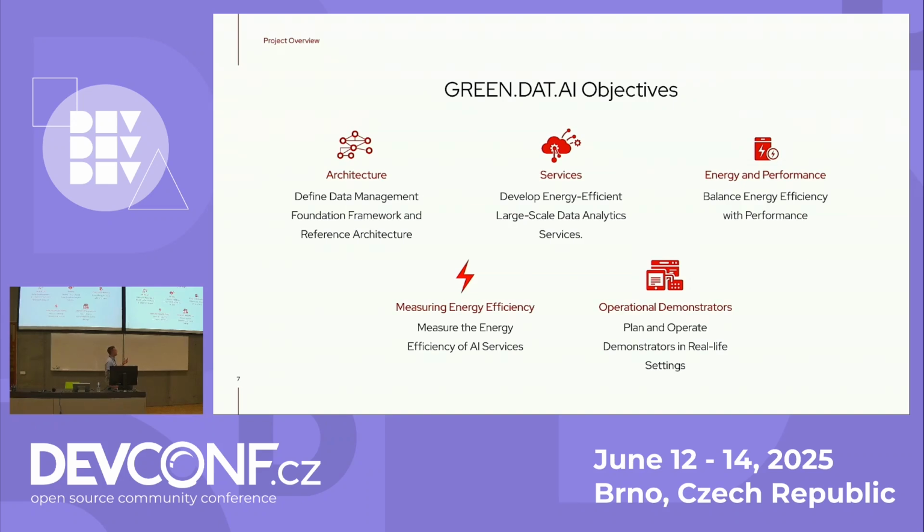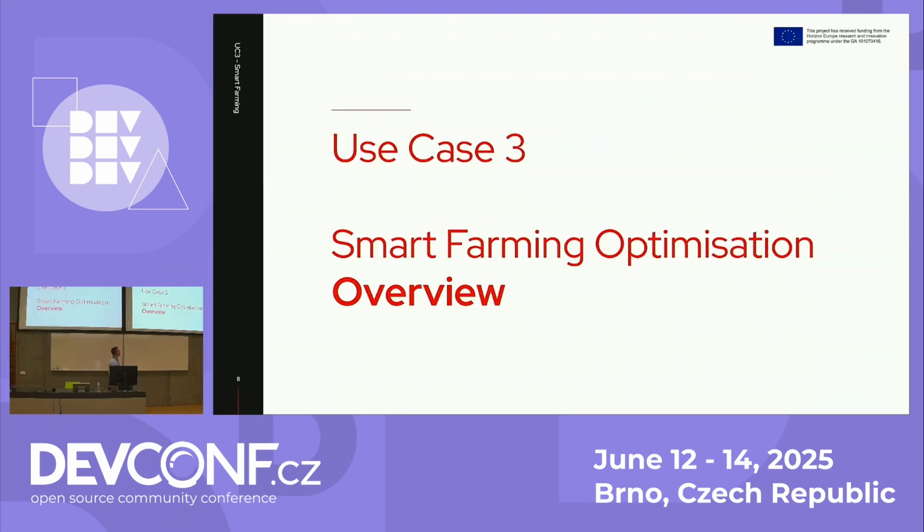And finally, we need to operate the 6 use cases across various industry domains, like I said, transport, agriculture, banking. And these really show the viability of the system in a real life setting.